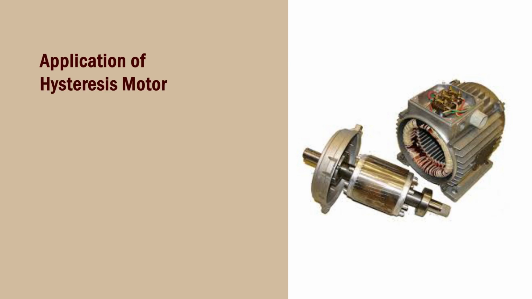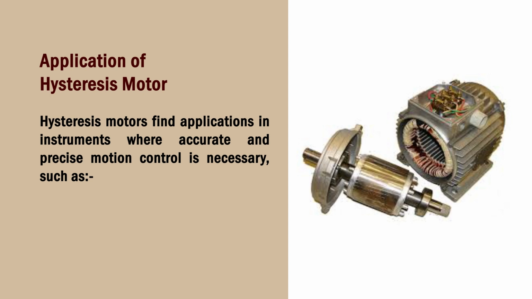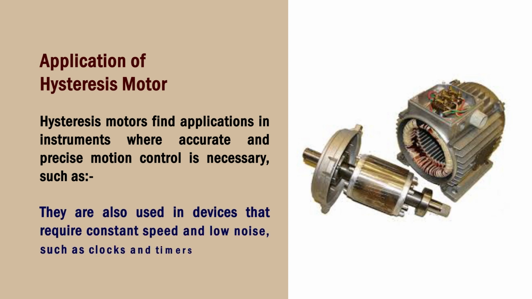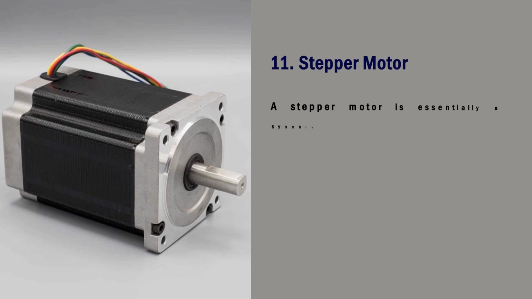Now let us discuss the application of hysteresis motor. Hysteresis motors find their applications in instruments where accurate and precise motion control is necessary, such as record players, robotics, medical devices. They are also used in devices that require constant speed and low noise, such as clocks and timers. So, as we all know, in robotics, a lot of motors are used in which the hysteresis motors have a major portion. Next motor is the stepper motor.